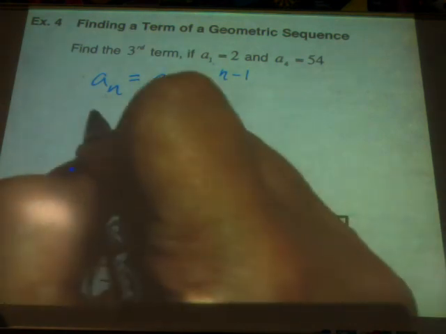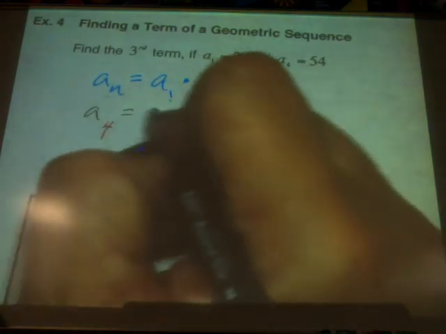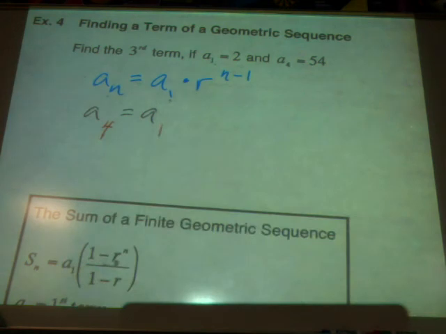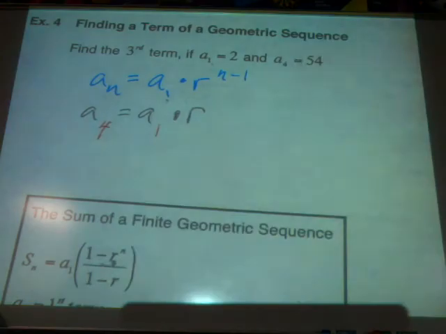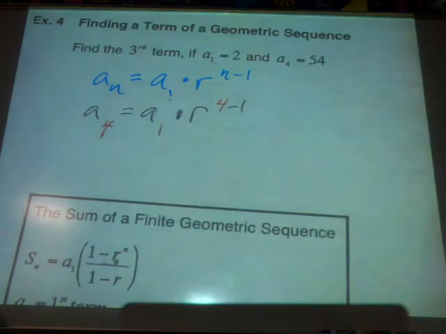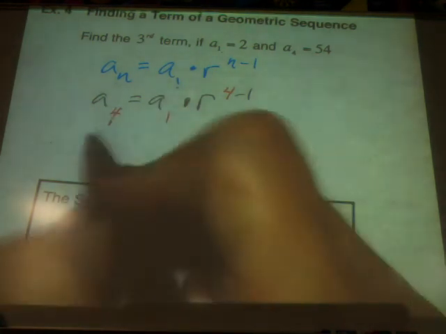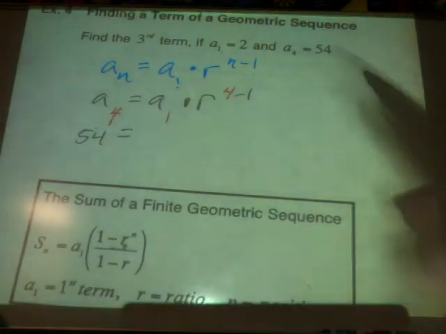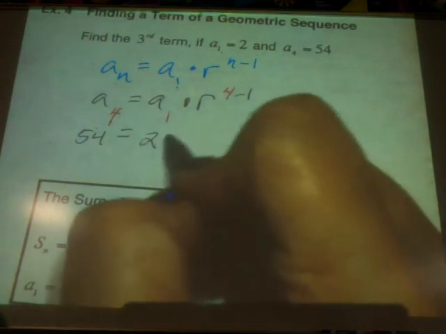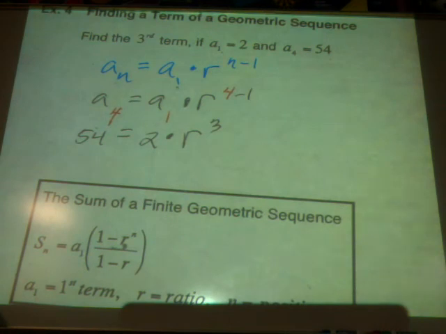So if I did a sub 4 equals a sub 1 times r to the, isn't n 4? 4 minus 1. Replace what you know. We know that a sub 4 is 54 equals, I know that a sub 1 is 2 times r to the 3, right? What do you propose we do now? That's a lot better, isn't it? Use your algebra, what do you do?